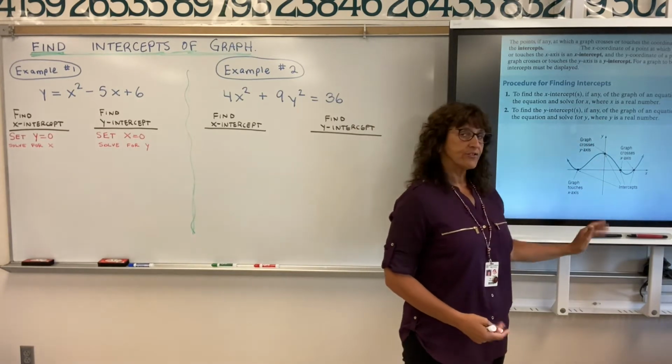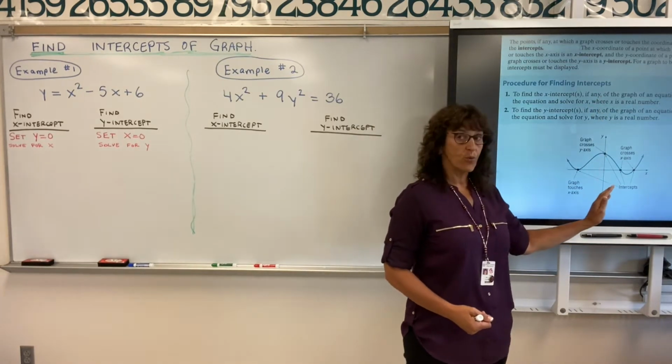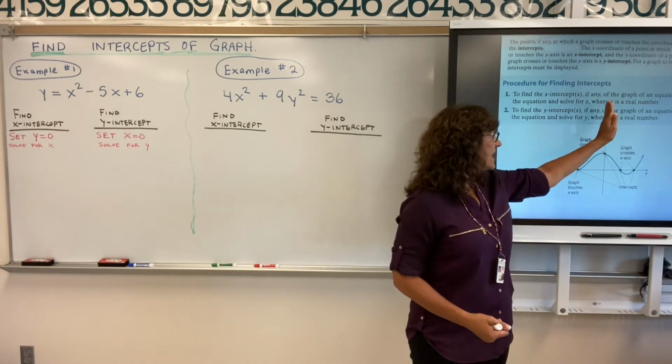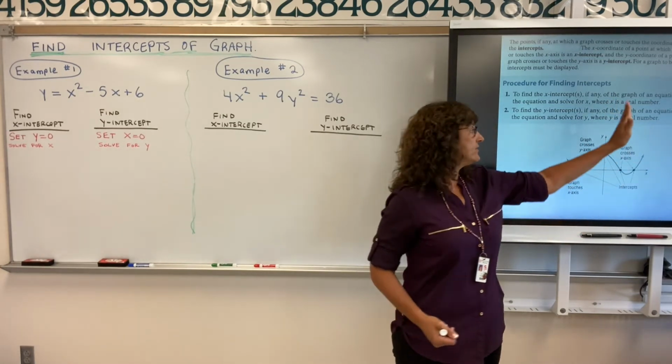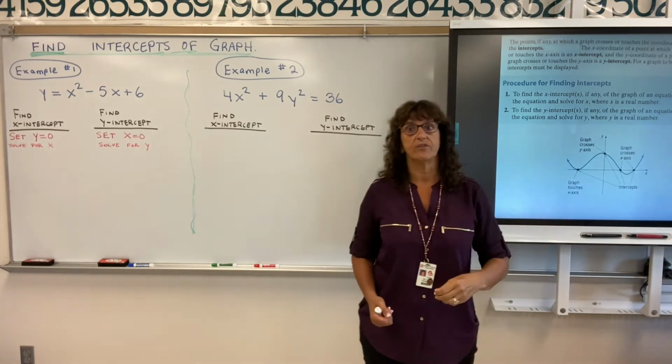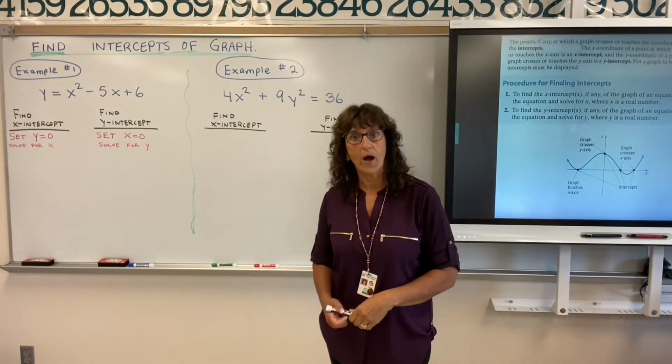Where does a graph cross the y-axis? Where it crosses the y-axis, to find the y-intercept, every single one of the infinitely many points on the y-axis has an x-coordinate of 0. You would set the x to 0 to solve for the y-coordinates.